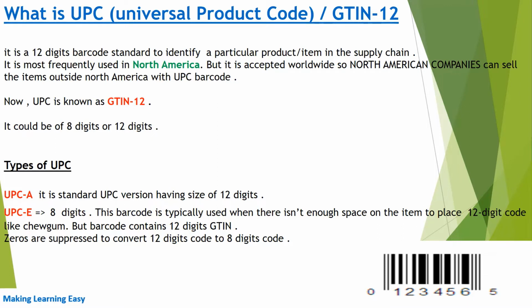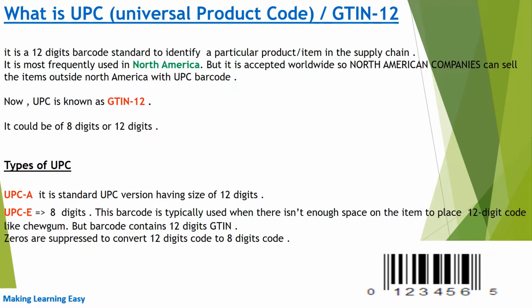It is a 12 digits barcode standard to identify a particular product in the supply chain. It is mostly used in North America, but it is accepted worldwide. So, North American companies can sell the items outside North America with this UPC barcode. Now, UPC is known as GTIN-12. It could be of 8 digits or 12 digits.